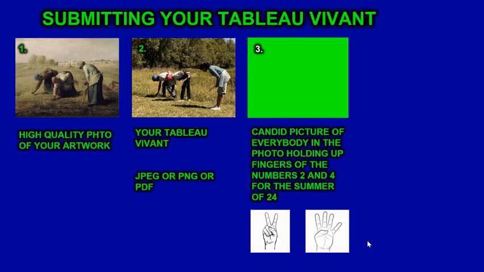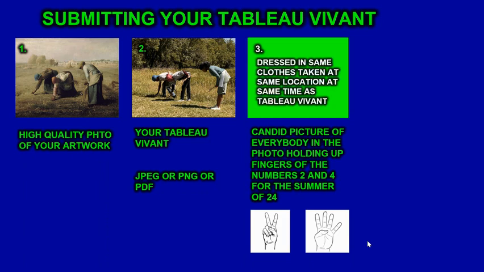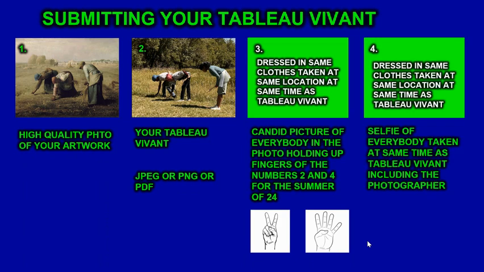And this is because the people taking this class online, I don't know them like that. I know the students in my class. So this is to guard against people just picking a picture off the internet and submitting it as theirs. So I want a candid picture of everybody wearing the same thing at the same location at the same time and holding up the numbers 24. And then also the same thing with a selfie, including the photographer, whoever's taking the picture.